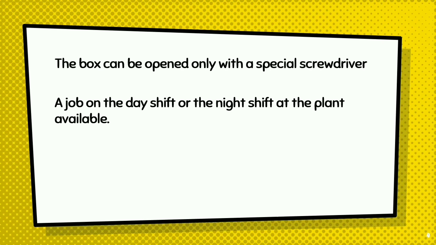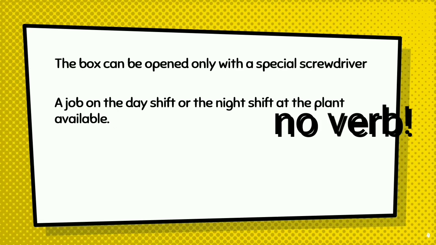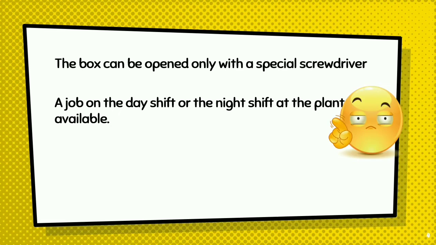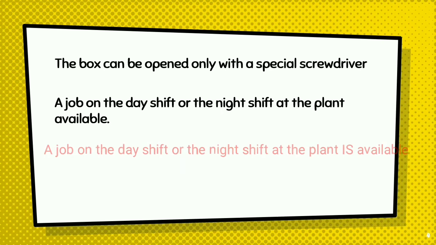Number 2. A job on the day shift or the night shift at the plant available. Do the same thing. Is there any subject? Yes, job is the subject. And is there any verb? No, everyone. There is no verb. So this sentence is incorrect. The verb is missing. The correct sentence is a job on the day shift or the night shift at the plant is available. With is as the verb before available, the sentence is going to be correct.